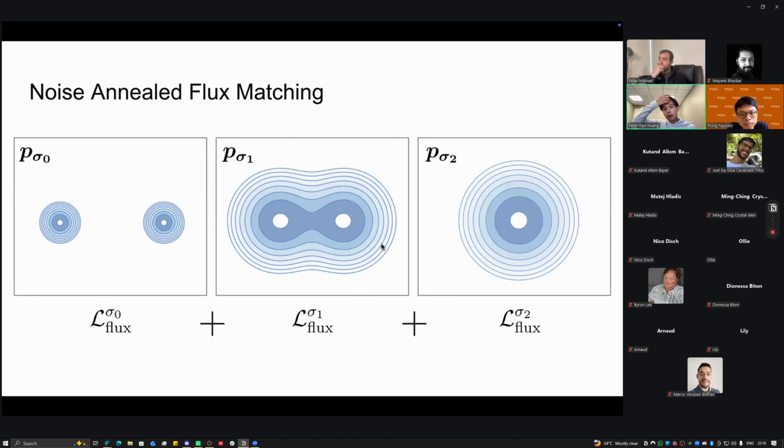Now, there's one extension to flux matching, which is the noise-annealed setting. This is what diffusion models operate in: rather than just learning a single score function, diffusion models learn a series or continuum of vector fields of increasingly noised distributions. Likewise, you can do the same thing with flux matching. You learn flux matching at each of these progressively noised distributions, and you take some weighted sum of the losses at these different noised versions of the data distribution.